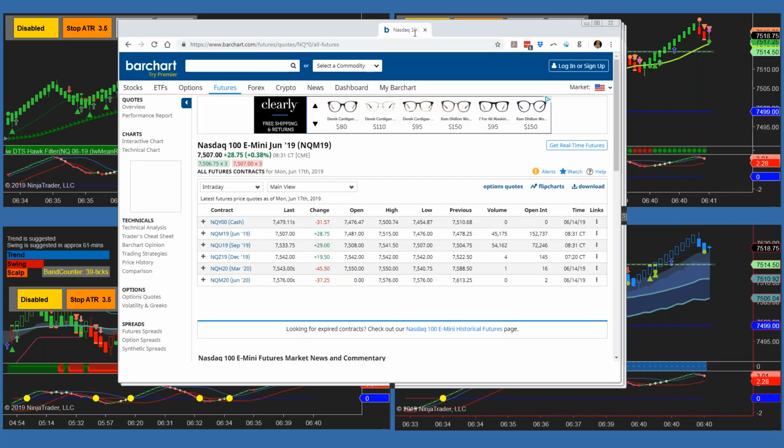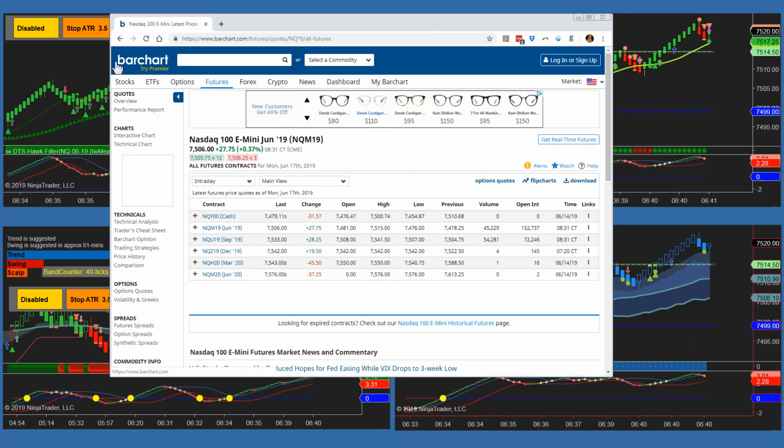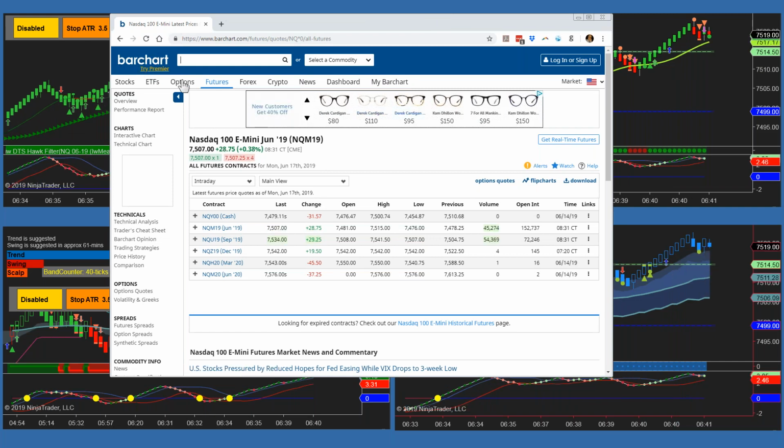All right. So bar chart's a great resource for this kind of stuff. And you just go up here and you select your commodity of choice. I've picked the NASDAQ E-mini contract. So we're looking at the June contract versus the September contract. And Keith is right, September is trading more volume right now. Open interest is still higher in the June contract.